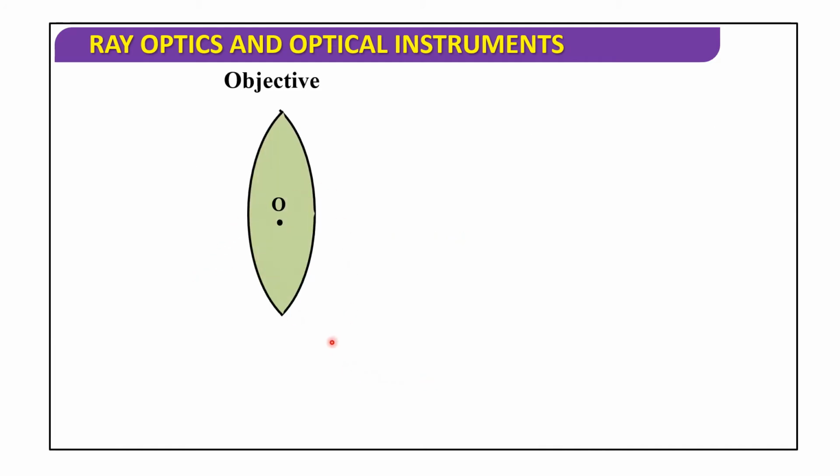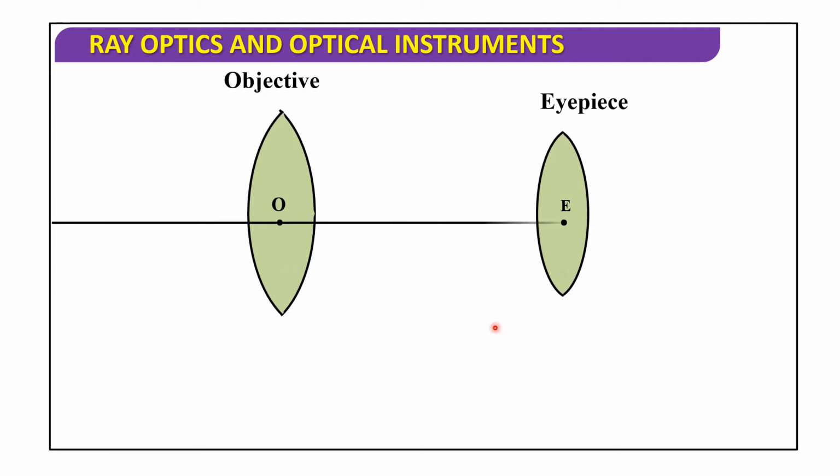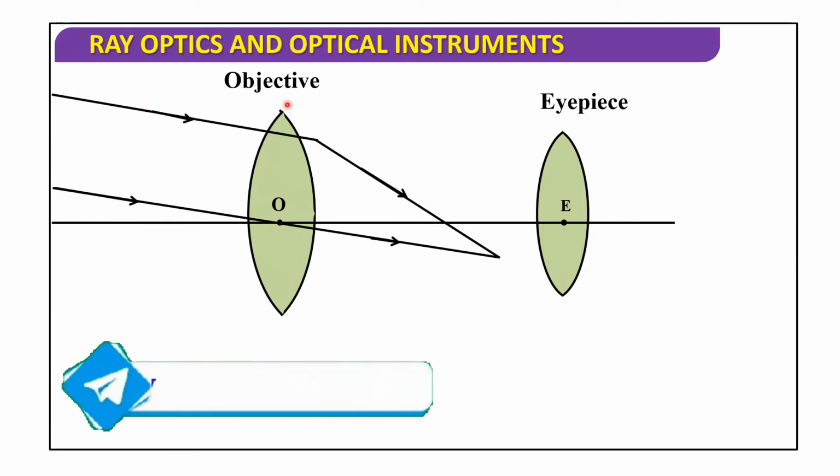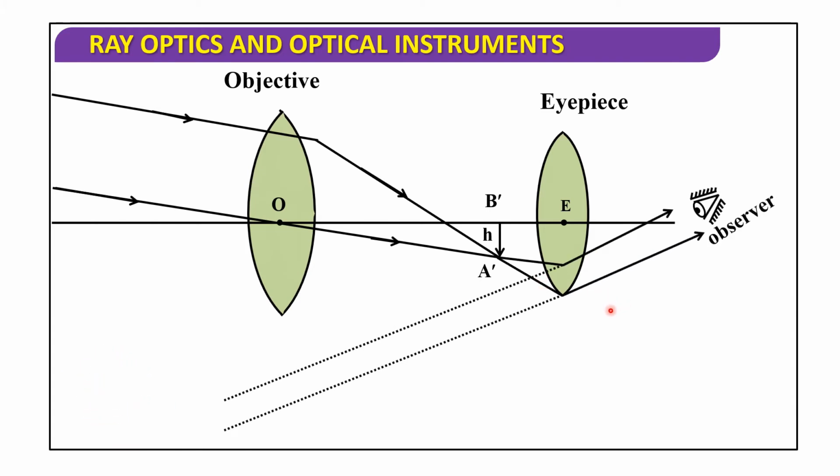See, this is the objective, this is the eyepiece. Here the rays fall through this objective lens and form the diminished image at A dash B dash. Here we are observing, this is the observer's place, making angles alpha and beta. This is the objective focal length f0 and this is the eyepiece focal length fe.